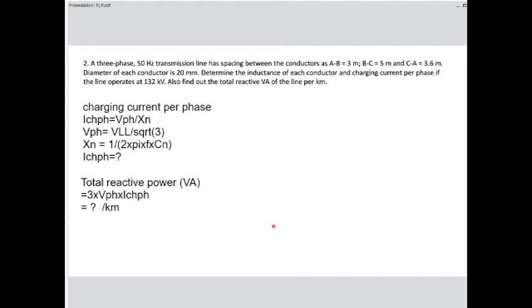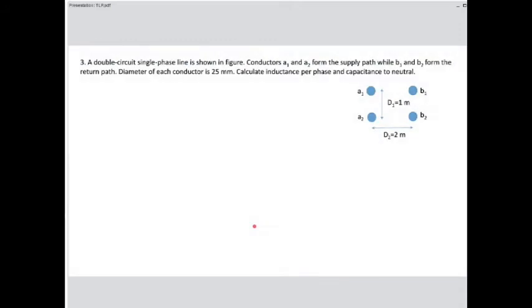Okay, thank you, Sibusiso, as well. So we got it now. So we can go to the next one. Next one is a little different. It says it's a single phase line, but for each phase, meaning phase and neutral, each side, supply and return path, they have two conductors. Supply side is made of two conductors, A1 and A2. In previous cases, we have it one conductor. But in this case now, we have two conductors.